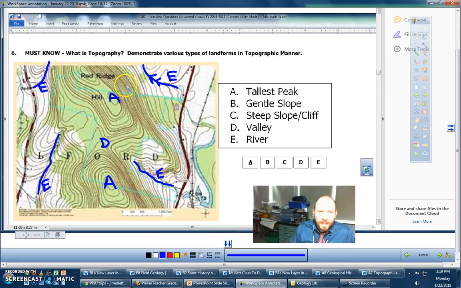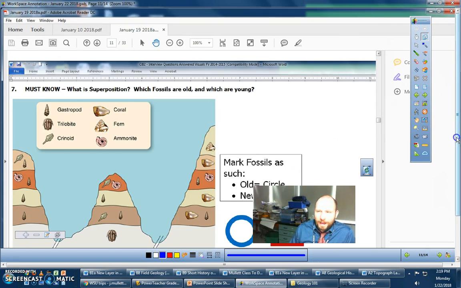Now, steep slope. Anytime you see lines together really close like that, steep slope, steep slope. Gentle slopes, where the lines are spread out, like right here, that's a gentle slope. That's a nice open meadow up in the mountains right there. So that would be a gentle slope. And this is a topography map. Cool beans. Last picture.